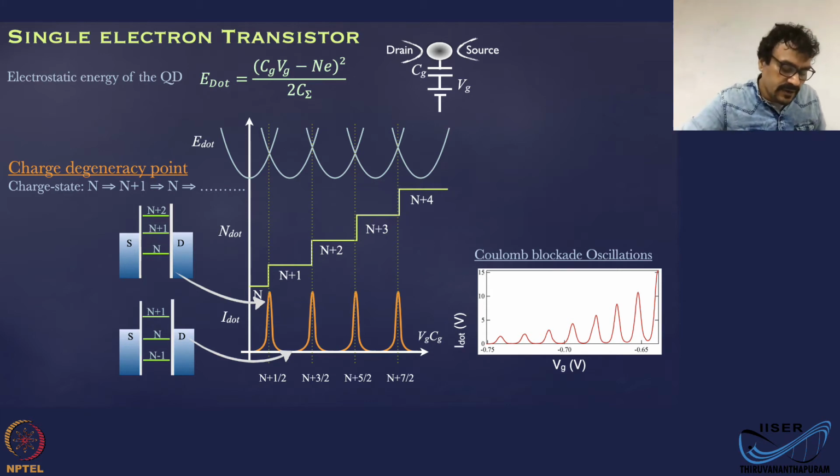So at all these points, transport can go through, the electrons can go through the system from source to drain. Here, this cartoon shows the energy level alignment inside the dot with source and drain. So it is basically aligned with the source and drain, which makes it favorable for the electron to go through the system.